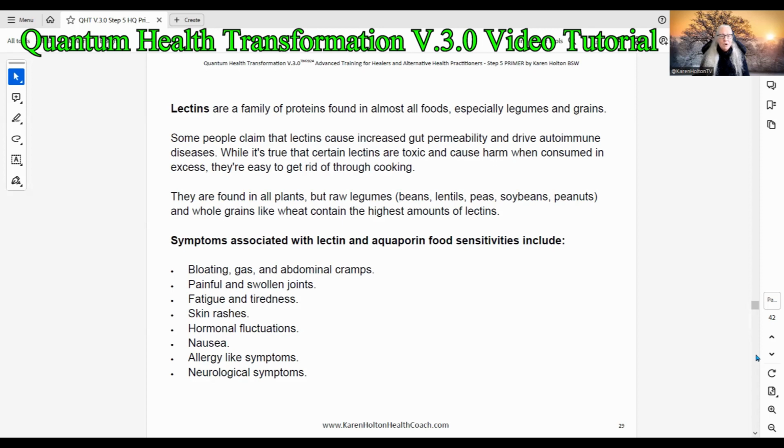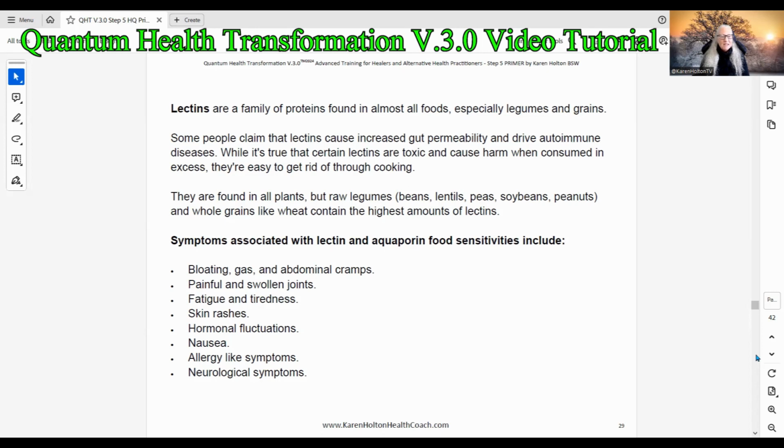Lectins are a family of proteins found in almost all foods, especially legumes and grains. Some people claim that lectins cause increased gut permeability and drive autoimmune diseases. While it's true that certain lectins are toxic and cause harm when consumed in excess, they're easy to get rid of through cooking.